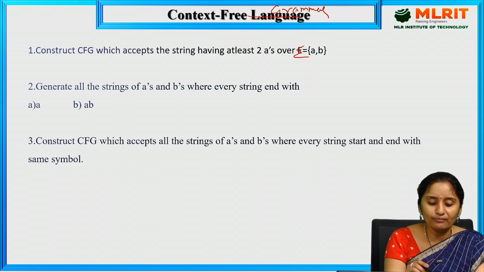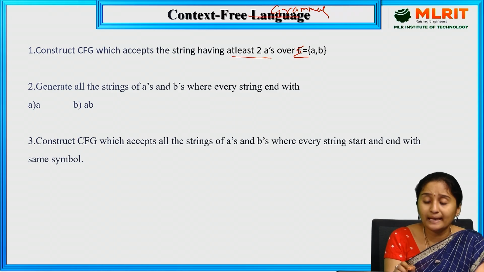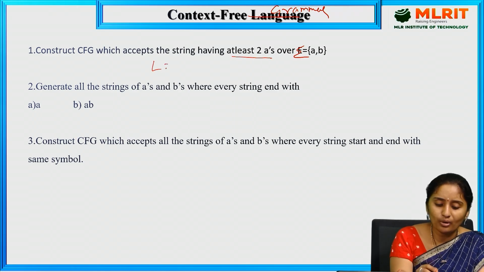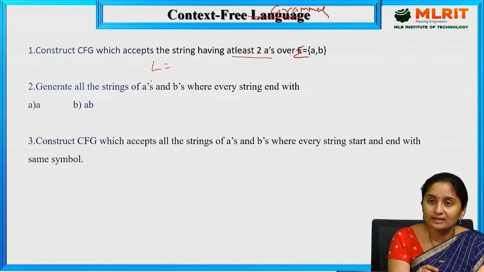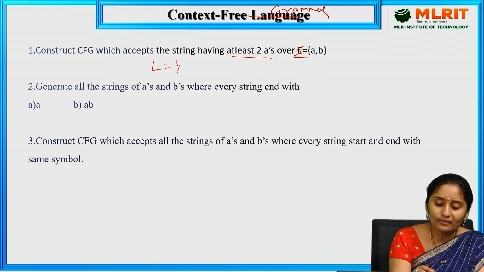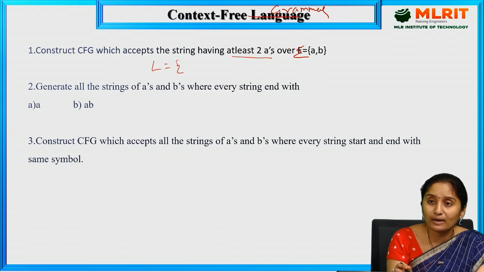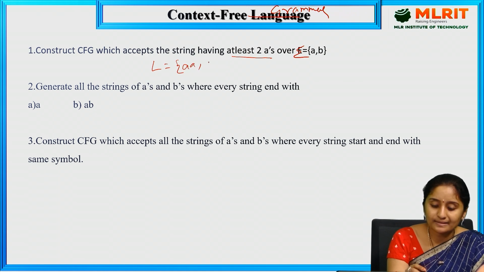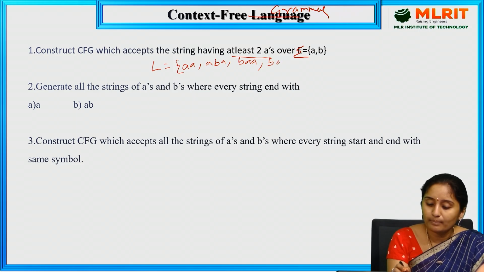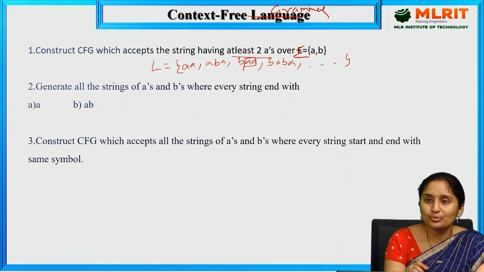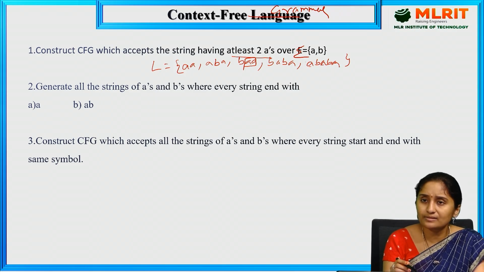So here we are going to generate strings that accept at least two A's. A collection of strings is what we call a language. Let me generate a few strings which accept two A's. AA, it is accepted. ABA, accepted. BAA, accepted. BABA, accepted. In this way, all these strings are accepted. I need at least two A's. I can have more than two A's also, BA, BA. Yes, these can also be accepted.